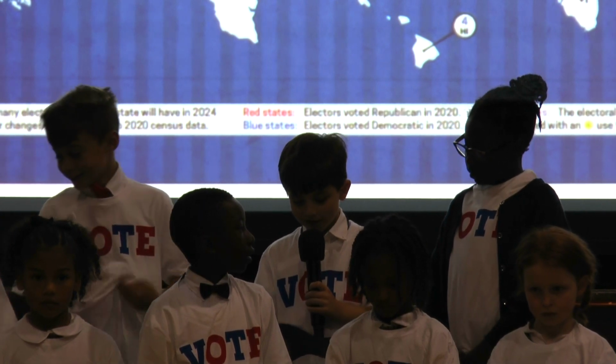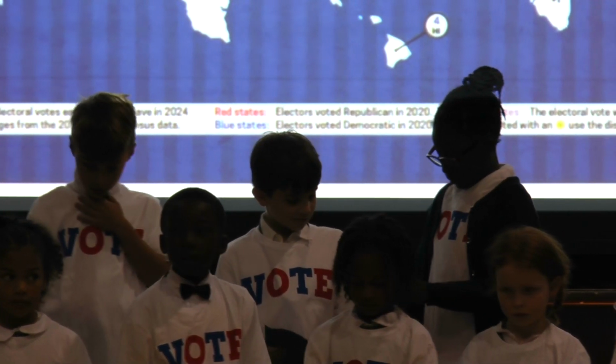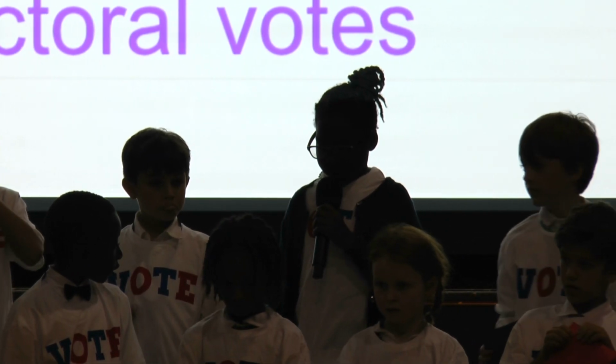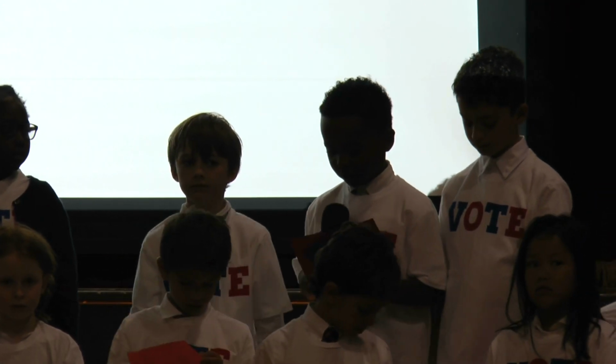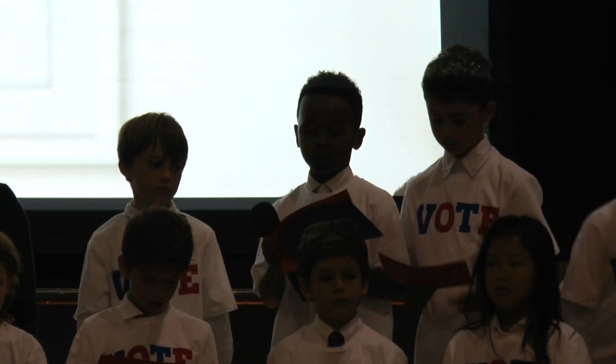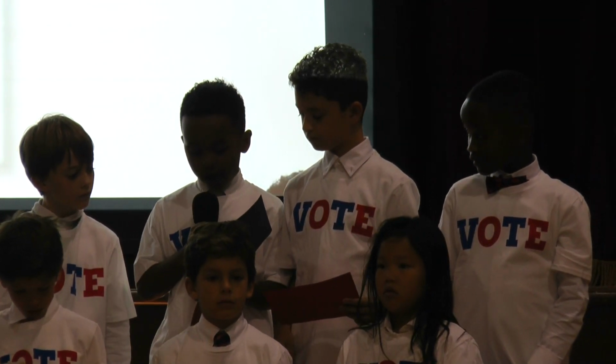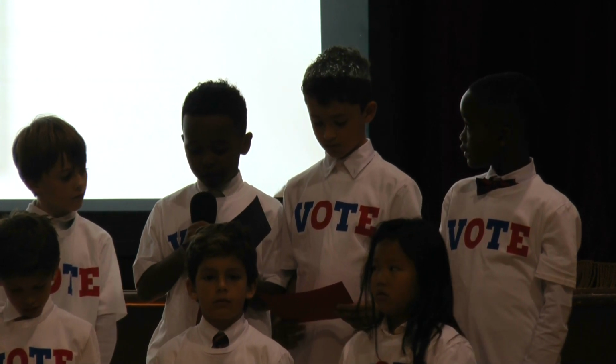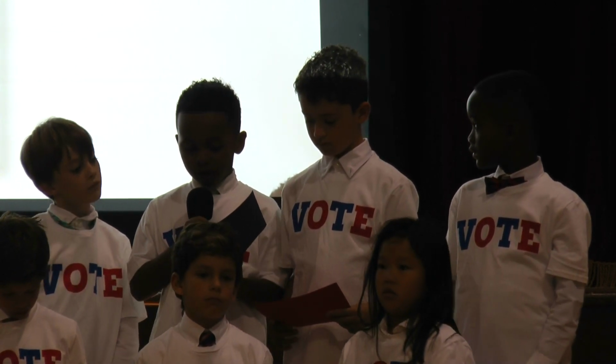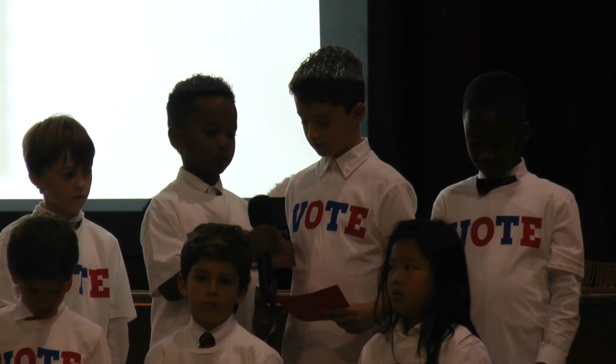For example, every state has 2 senators. New York has 27 members in the House of Representatives. That means that in New York we have 29 electoral votes. A state like Montana has a smaller population, therefore has fewer electoral votes. Candidates try to win the states with the most electoral votes. There is a total of 538 electors. There needs to be 270 electoral votes for a candidate to become president.